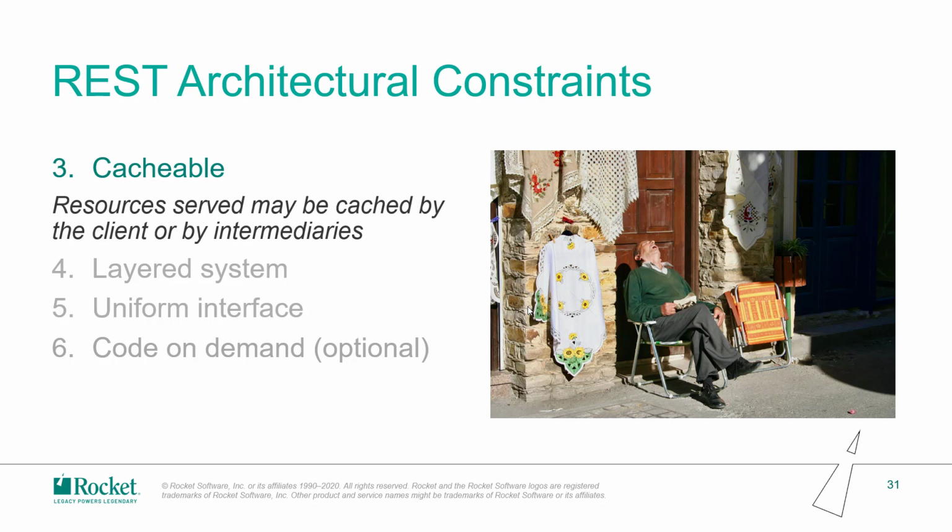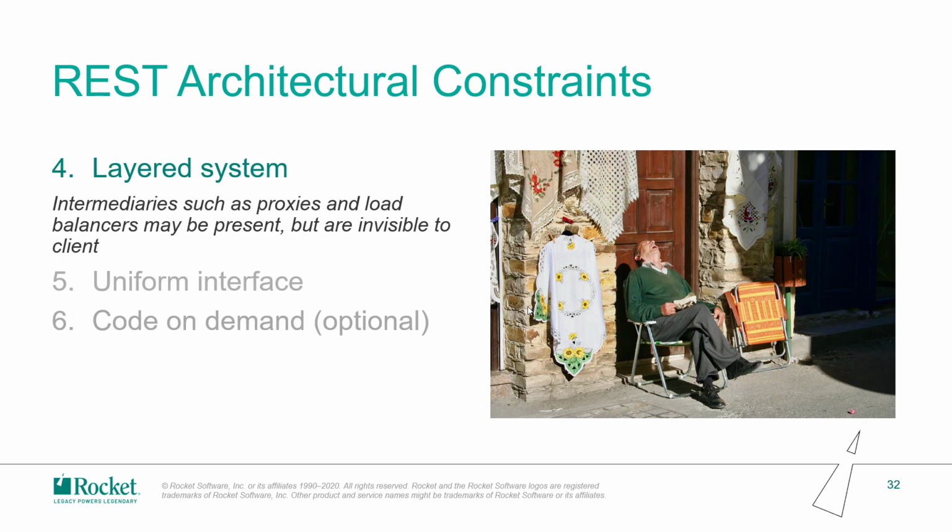Cacheable is the other architectural constraint. So just like web pages can be cached, web API results can be cached, and they may be cached either on the client itself or they could be cached by intermediaries between the client and the server. Which brings us to the next architectural constraint, and that's that REST systems are layered systems. And that just means that intermediaries may exist between client and server, but they're going to be invisible to the client. The client always just thinks he's talking directly to the server, even though there may be proxies or load balancers somewhere in between, and those proxies may cache, but the client isn't concerned with that.